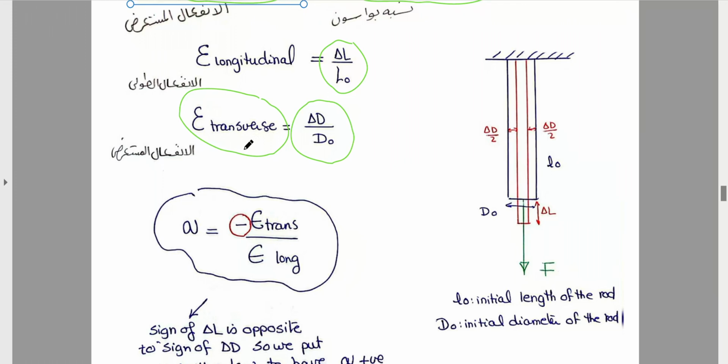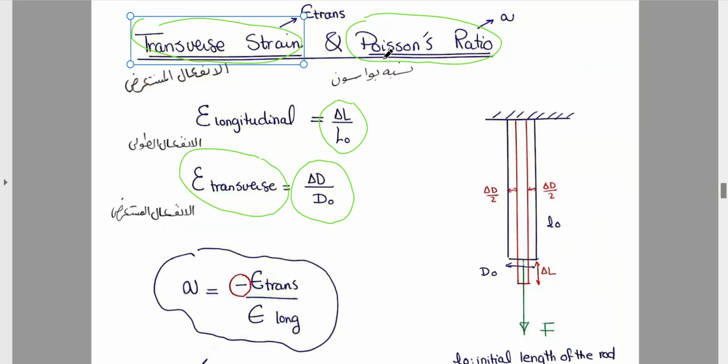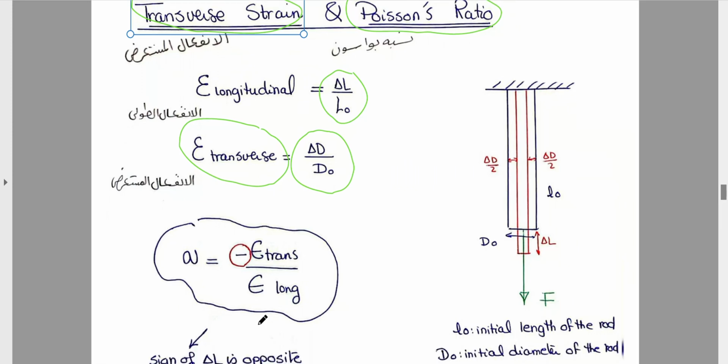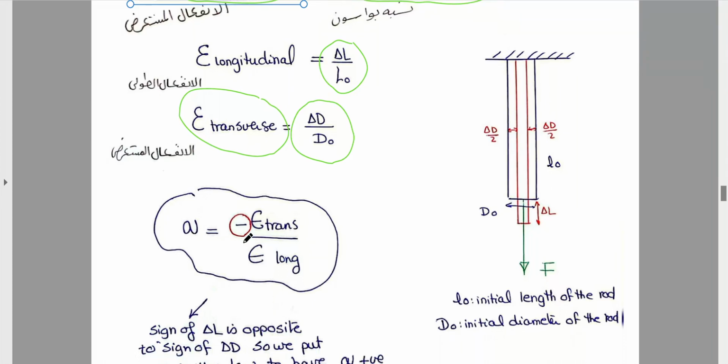So transverse strain is the strain or the deformation that happens in the perpendicular axis. Then we define what is called Poisson's ratio. Poisson's ratio is the ratio between the transverse strain and the longitudinal strain. But by definition, we put a negative sign in the law. Why do we put a negative sign in the law? Because we must have Poisson's ratio positive.